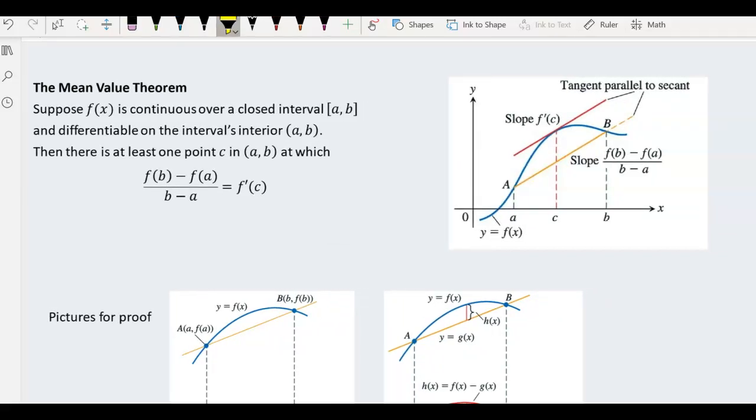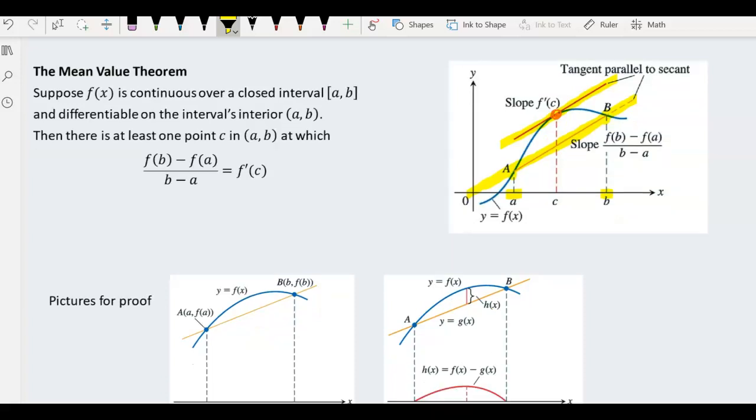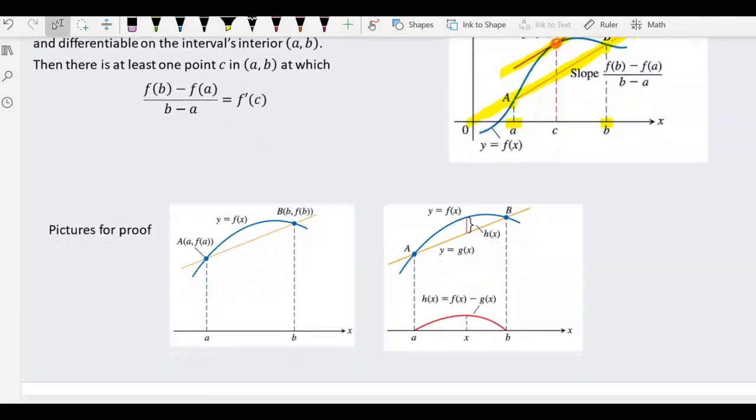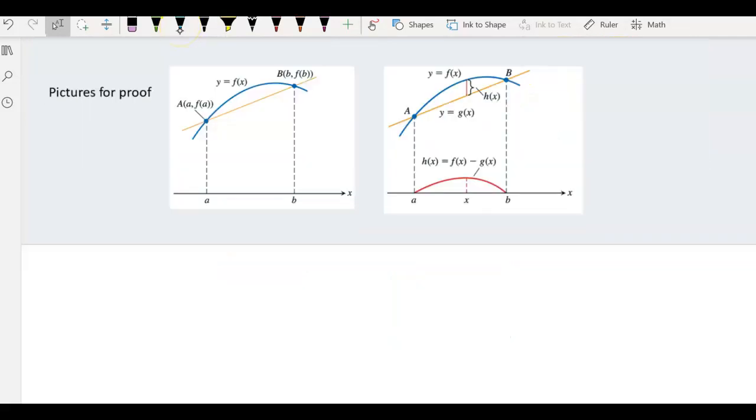So if I look at the 2 endpoints here, A and B, and I plug them into the function and draw this secant line between them, I get this particular slope. This theorem is saying that there's some point in between there, it happens to be C here, where the slope of the tangent line is parallel to the slope of that secant line. These pictures down here are what we're going to be using for the proof. So we'll just leave those there for a second. So for our proof, let's start by looking at picture number 1.